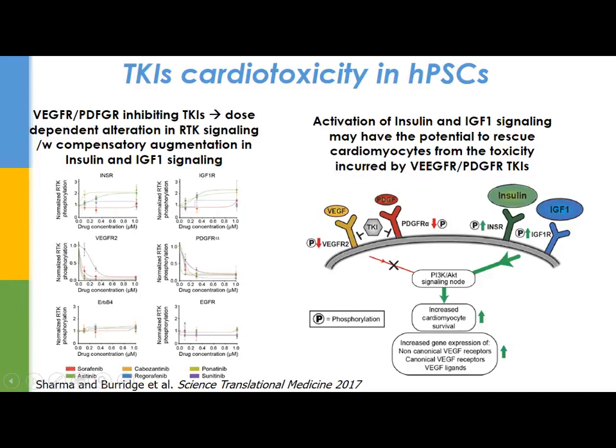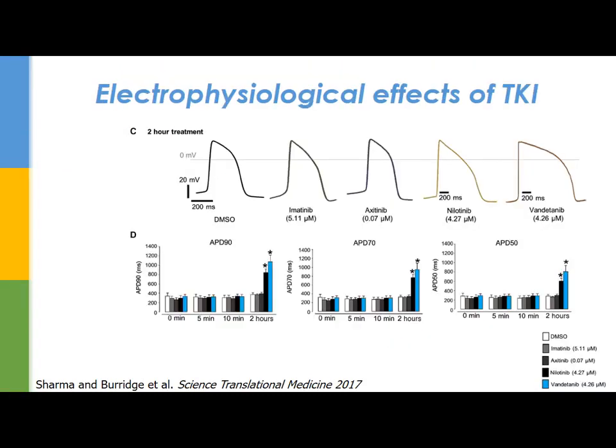So the hypothesis is that tyrosine kinase inhibitors actually downregulate AKT, the anti-apoptotic pathway, and there is a compensatory increase in insulin and IGF signaling, and this may be a potential therapeutic target, where we might add insulin or IGF to rescue the cells from the cardiotoxic effects of these drugs.